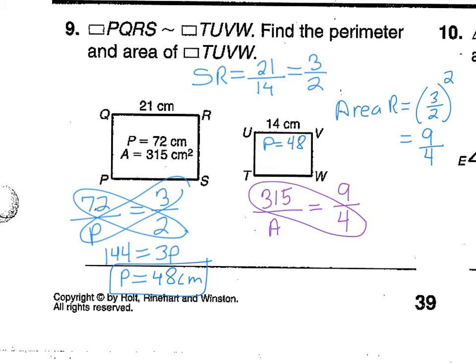4 times 315 is 1,260 equals 9a. And then we just divide by 9. So the area of the second rectangle is 140, and this is square centimeters.